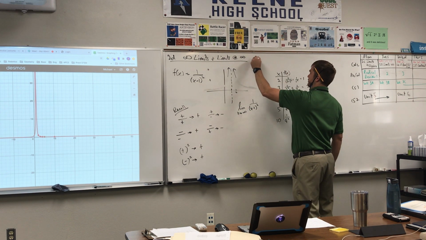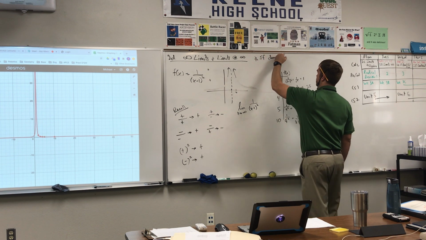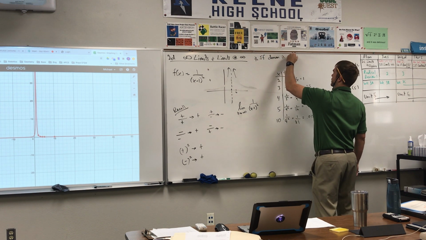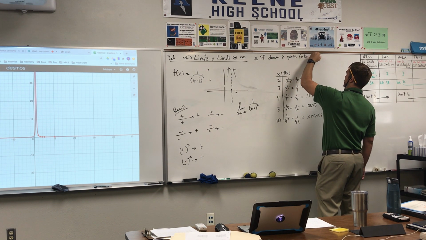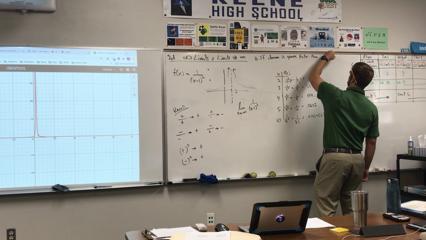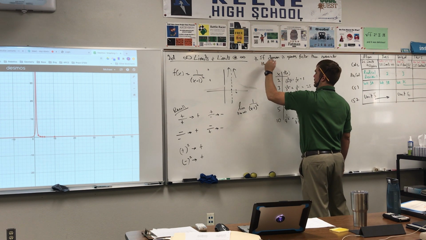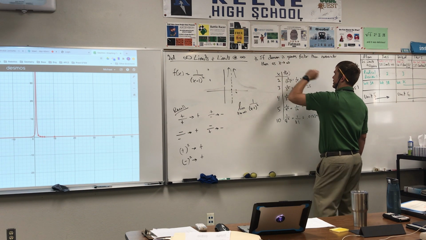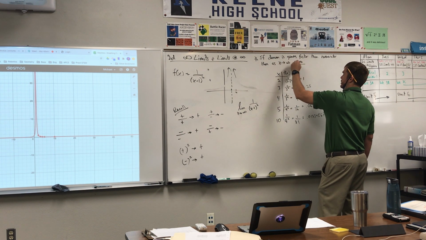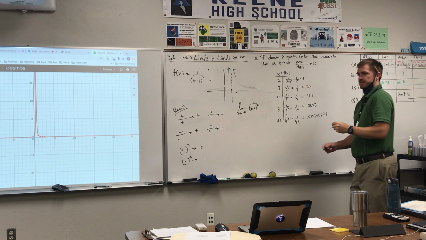So I'll write that down. If the denominator is growing faster than the numerator, then as x approaches infinity, the numerator over the denominator approaches 0.